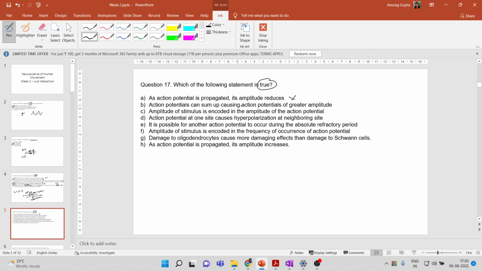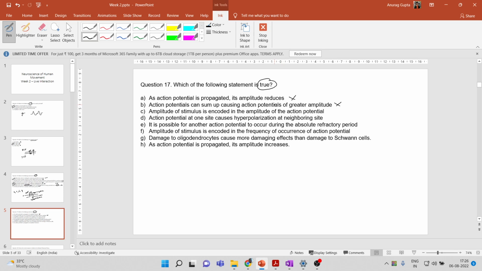Action potentials can sum up, causing action potentials of greater magnitude. Again, this is a false statement because an action potential is stereotypical. For a particular type of cell, its response is always the same. So there's no such thing as summing up an action potential.